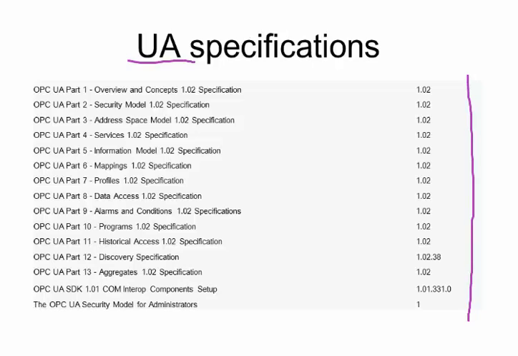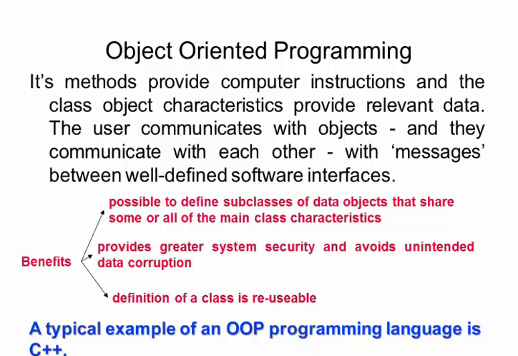Again, you'll notice pretty much the same. Okay, data access. Okay, historical access. All of these same sorts of words. They do the same things, just a different communication protocol specification.